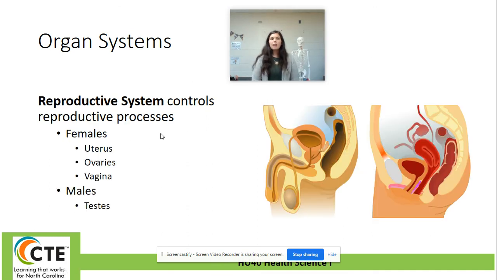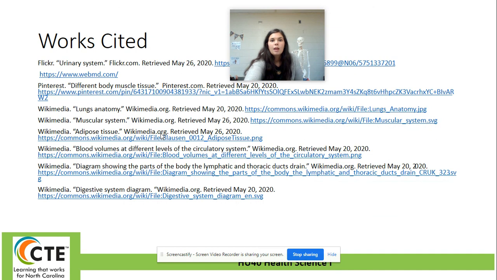And then lastly, we have our reproductive system. And our reproductive system controls the reproductive process. So of course, we have a reproductive system for both females and males. There are a few things that do overlap, but for the most part, they're very separate, so we will talk about each of them separately. In the females, you have a uterus, you have ovaries, you have a vagina, but in the males, you have testes and a penis. So we will have to talk about each of these separately, but together they make up the reproductive system. That is everything for today's PowerPoint.